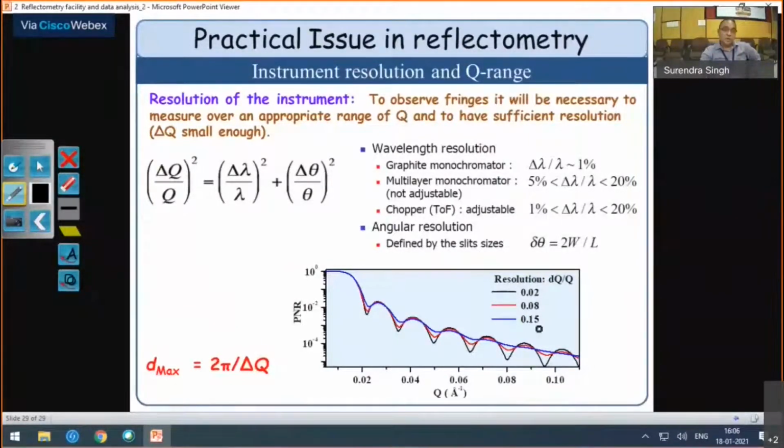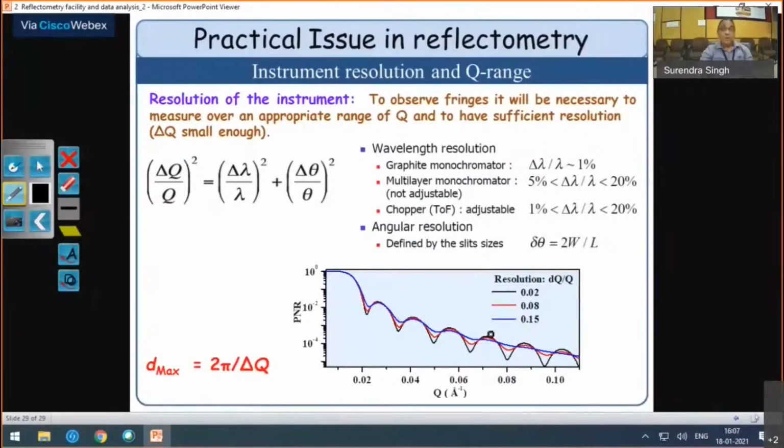And this oscillation, when we increase delta q by q, increasing delta q by q means we are making a poorer resolution for the instrument, then these oscillations smear out. So the features are not so sharp when you have poor resolution. This is called the resolution effect. When you have a very poor resolution, this will look like a simple straight line, and that can be misleading. So when you are analyzing your data, you should have this idea of the resolution of the instrument.